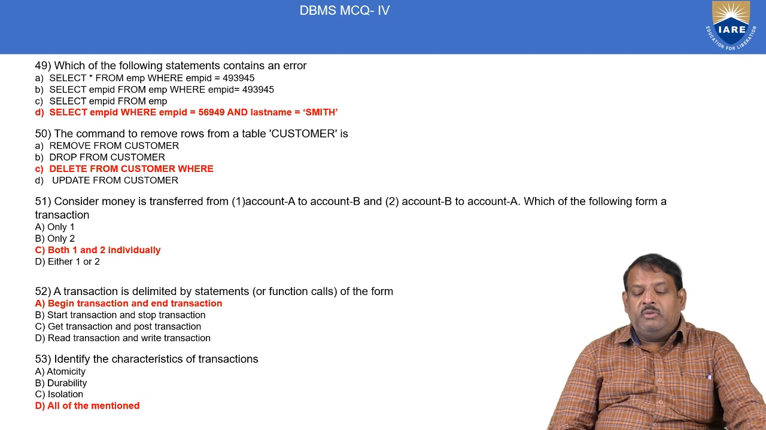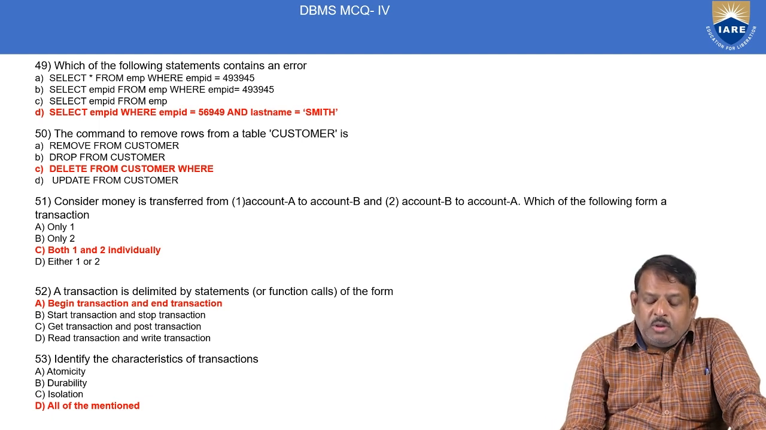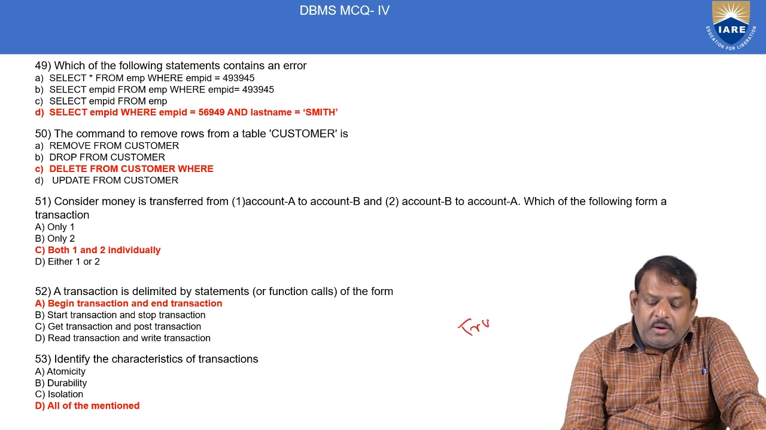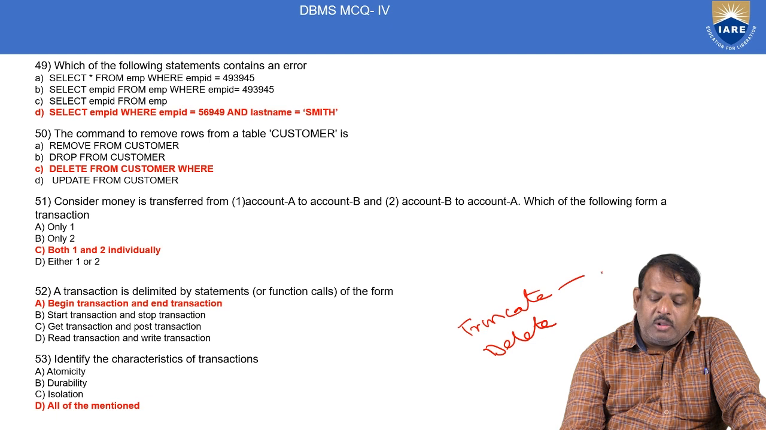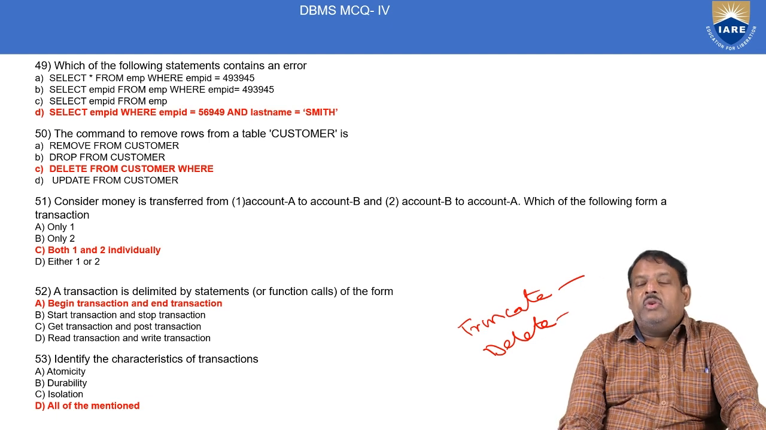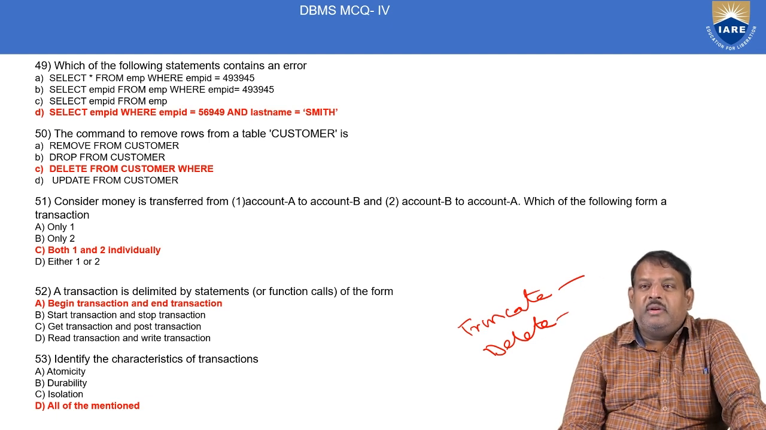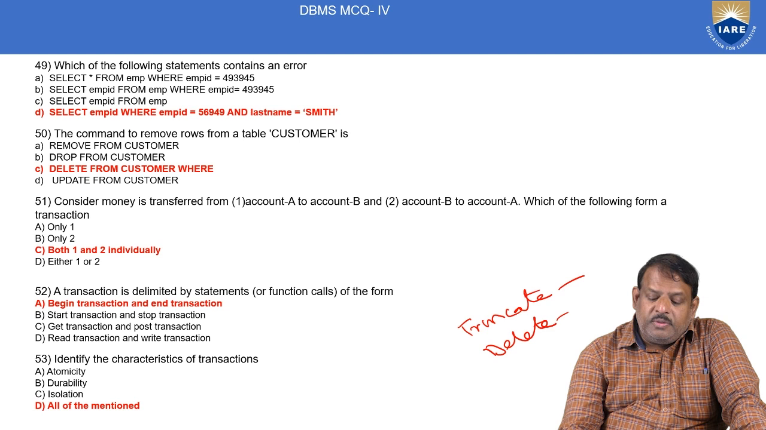Next, what is the command to remove rows from a table? To remove rows we can use TRUNCATE or DELETE. TRUNCATE removes all the rows. DELETE, if you use a WHERE clause, is going to delete only the rows satisfying the condition in the WHERE clause. If you don't give the WHERE clause, all the data is going to be deleted. So these are the two conditions here: TRUNCATE and DELETE.